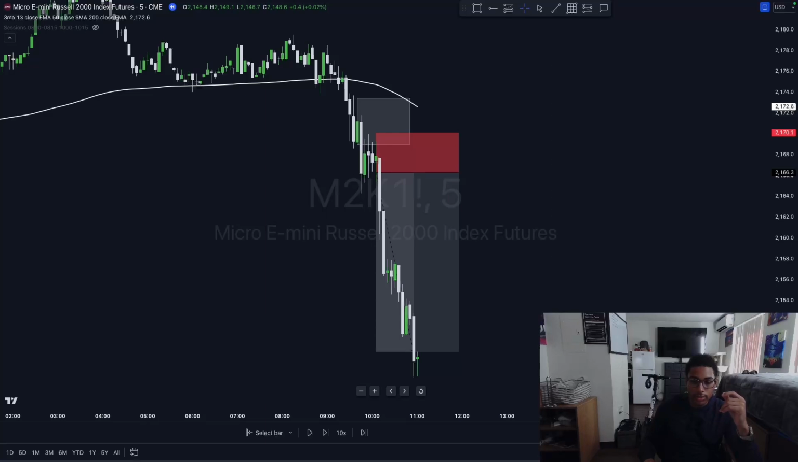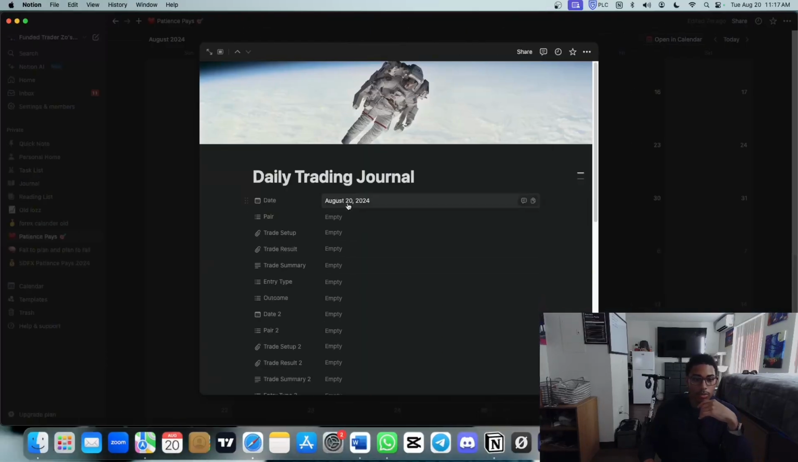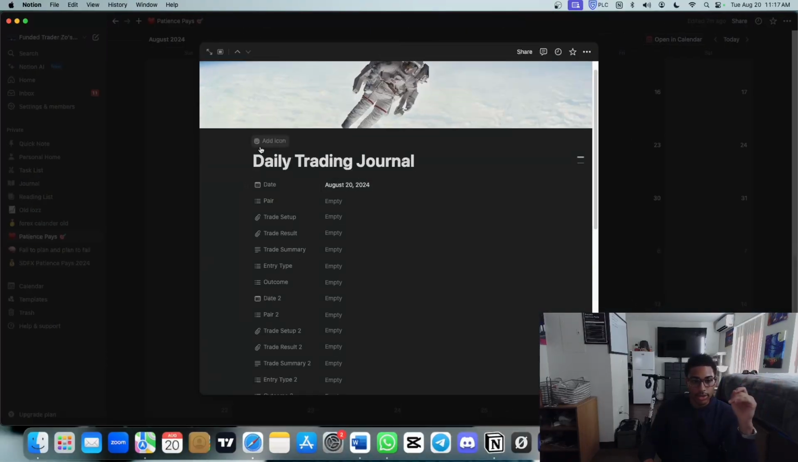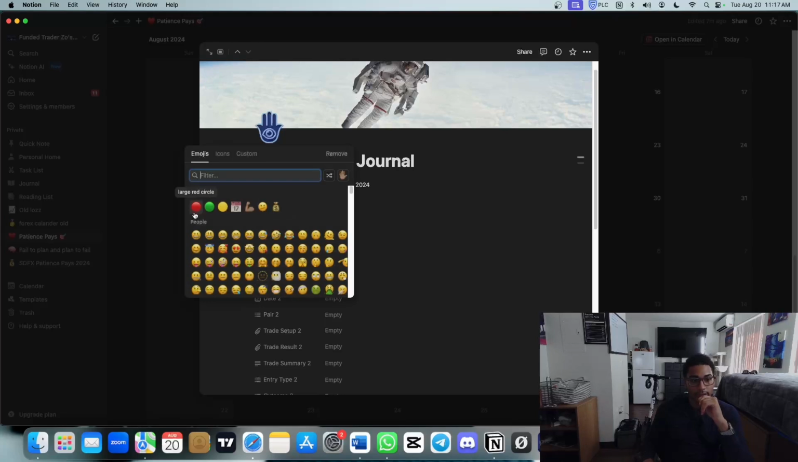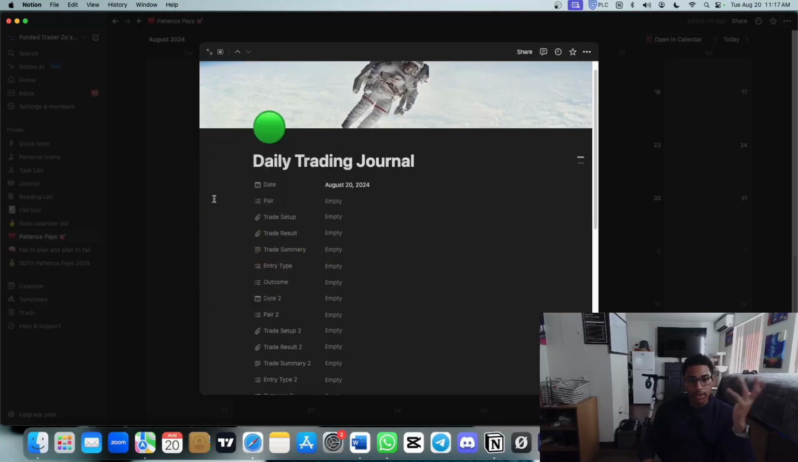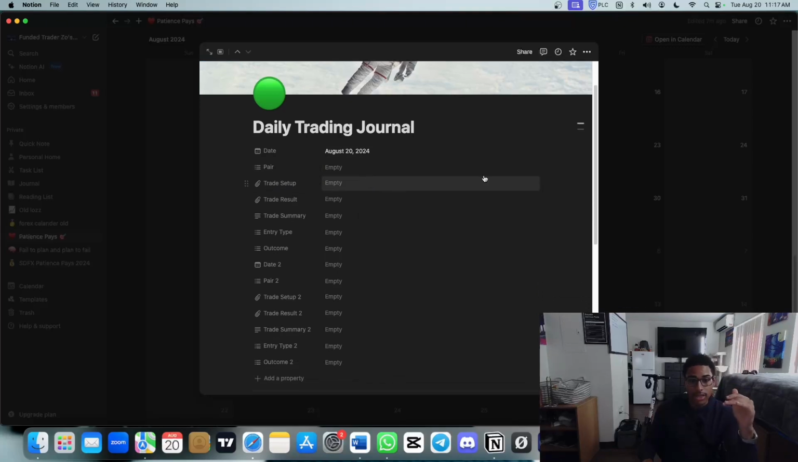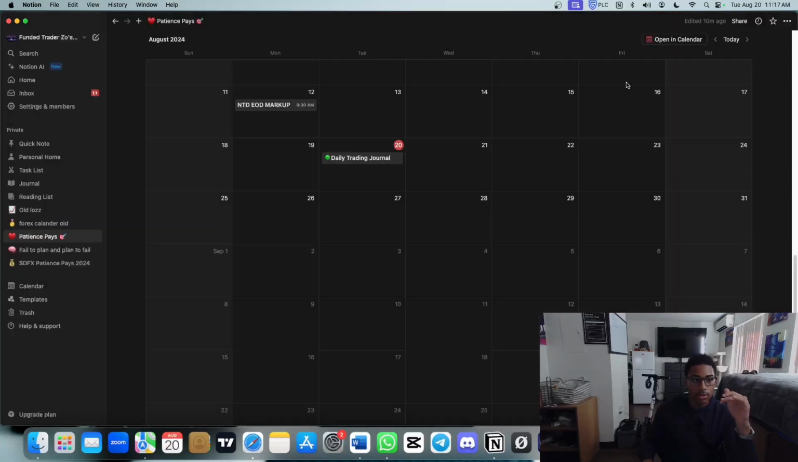Now let me head over to Notion. And this is where I would enter the trade. So daily trading journal. I add an icon right here if it's a red day or a green day. So in this case, green day. The pair. So let me slow down. How you set this up is pretty much you get a Notion.